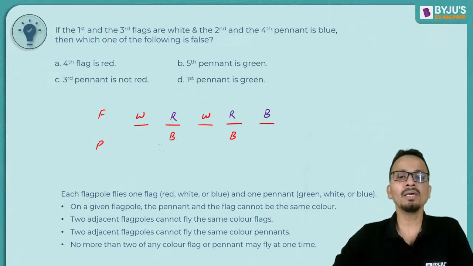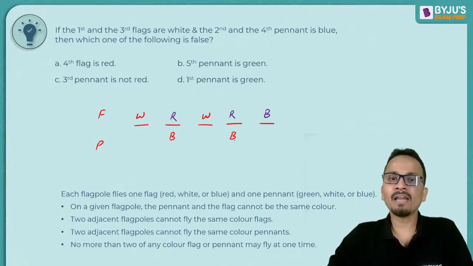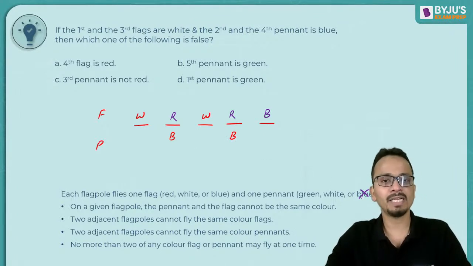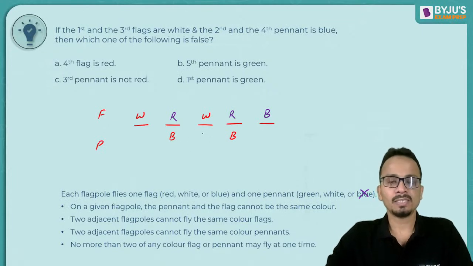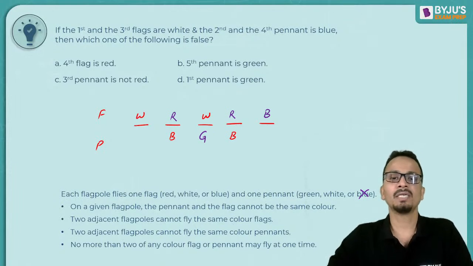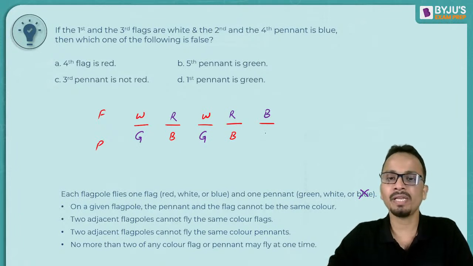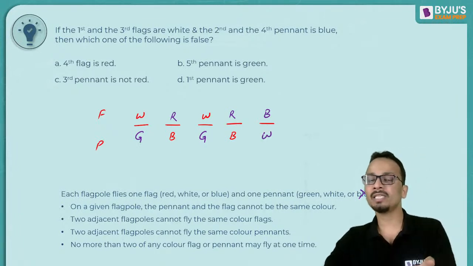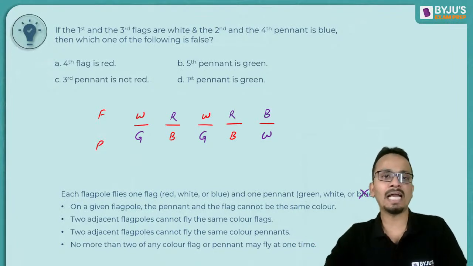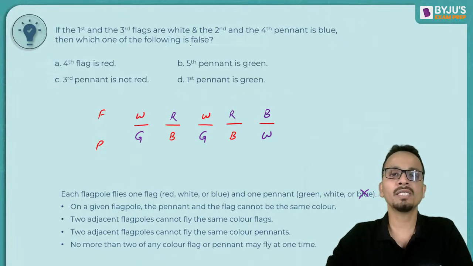Okay. Now similarly, second and fourth pennants are blue. So blue now cannot be used as a pennant. Okay. Then the third pennant cannot be white because the flag is white. So it has to be green, the third pennant. Okay. Similarly, the first pennant will be green and the last pennant will be white. So now in this case, I have done with the color of all the pennants and the flags. So which of the following is false?